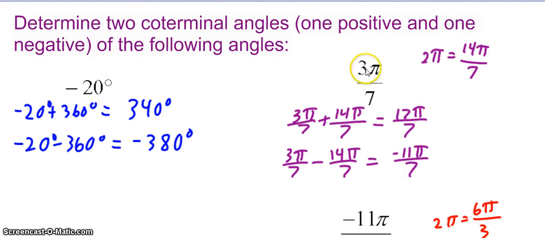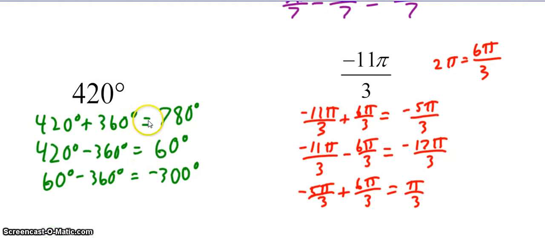For 3 pi over 7, this is in radians, so I want to add or subtract 2 pi. The very first thing I did, notice off to the side, I thought: this has a denominator of 7, so what is 2 pi with a denominator of 7? That is 14 pi over 7. So 3 pi over 7 plus 14 pi over 7 is 17 pi over 7. 3 pi over 7 minus 14 pi over 7 is negative 11 pi over 7. Again, here's a positive answer, here's a negative answer. I could continue to add and subtract 2 pi, which is 14 pi over 7, if I wanted more answers.